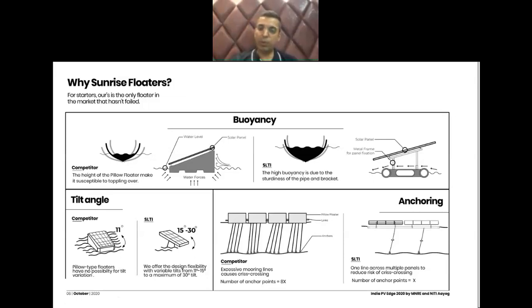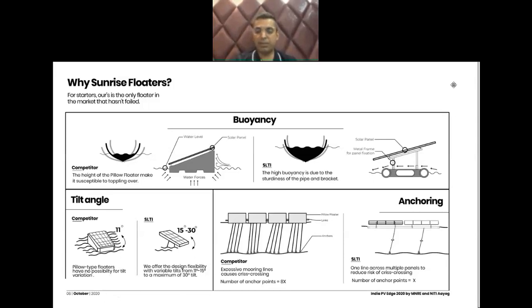Why Sunrise Floaters? We've actually scoured the market and looked at all the competing designs, all the competing products. And there are just some key features when it comes to Sunrise Floaters. And this is one of the main reasons we're going to be outlining over here, that this is the only floater that hasn't failed in the market. When it comes to buoyancy, we've tried to compare side by side versus a classical design, which is a pillow type floater. It is really susceptible to toppling over because the buoyancy is very low. Sunrise products have a much higher buoyancy to the range of 30 to 50%. The concept of the floater is also totally different. We are a pipe structure based concept versus a blow molded concept when it comes to the pillow floaters.